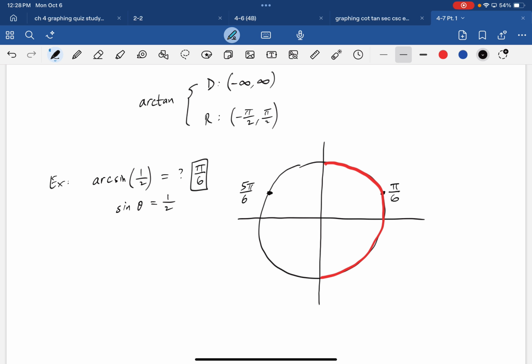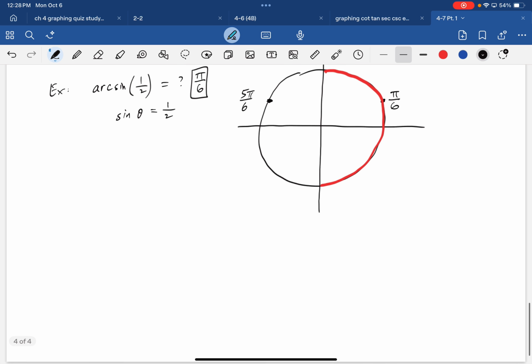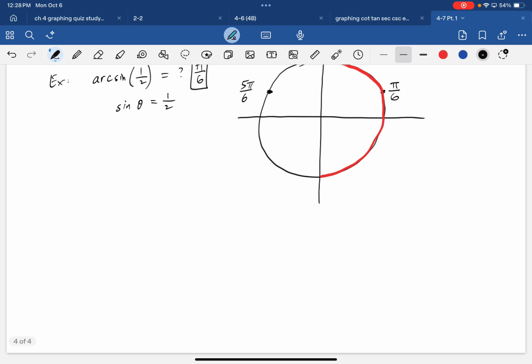Okay? So just remember, arcsine is only going to give you stuff in quadrants 1 and 4, and then you'll be able to solve these pretty easily. Arcsine specifically? Specifically arcsine. It's different for arc cosine, which I'll show you right now.